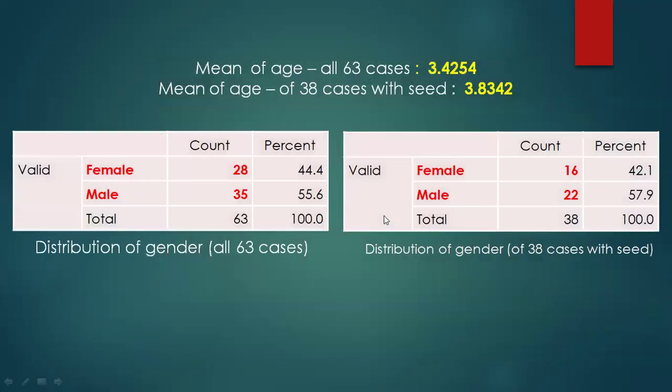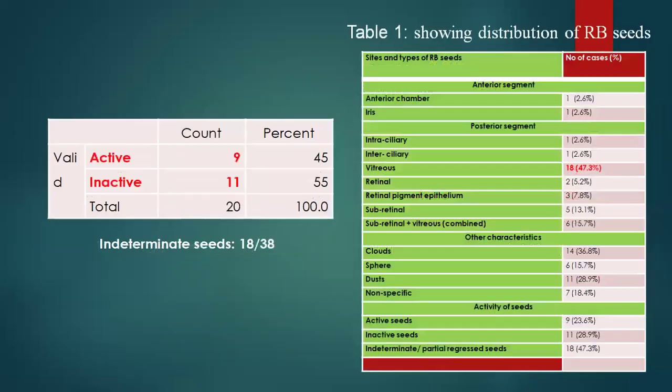So in our series, 63 cases, mean age was 3.4 years, and mean age for 38 cases with seeds was 3.8 years. Now these are at the time of enucleation of the eye, so the age range is a bit more. In the 63 cases, we have 35 male and 28 female, and in the 38 cases we also studied the gender. As I already told you, active seeds were studied in 9 cases, inactive seeds in 11 cases, and indeterminate seeds in 18 cases.